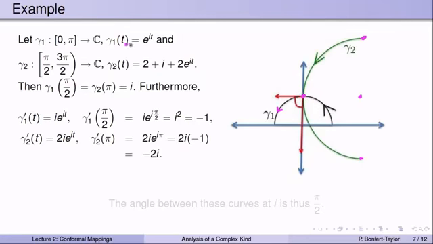Gamma 1 prime, the derivative, can be found in two ways. Either you just use the chain rule, and you get i e to the it, or if you wanted to write gamma 1 of t in real part and imaginary part, that would be cosine t plus i sine t, and then you could find the derivatives separately. So gamma 1 prime of t would then be the derivative of cosine, which is minus sine t, plus i times the derivative of sine t, which is cosine t.